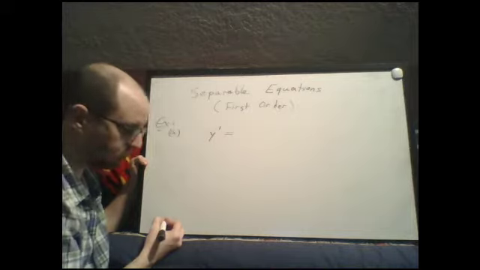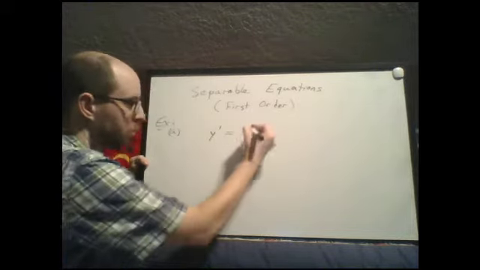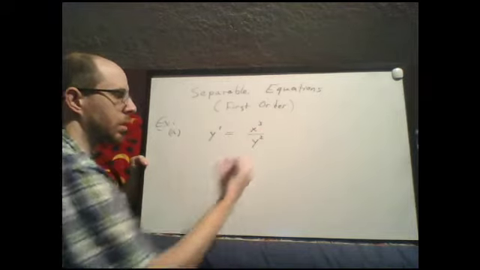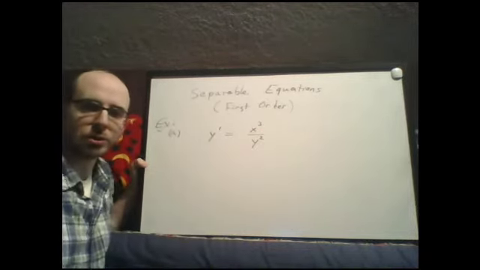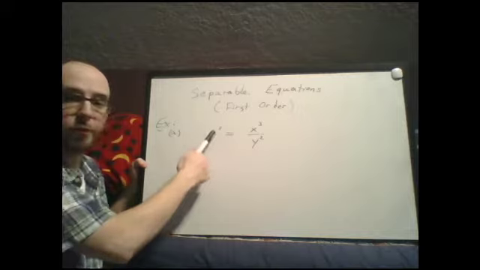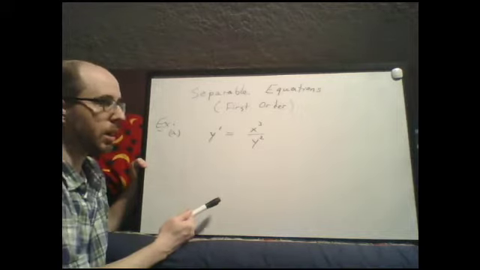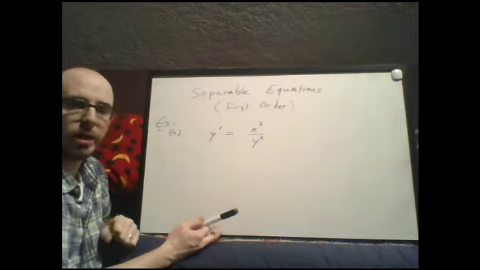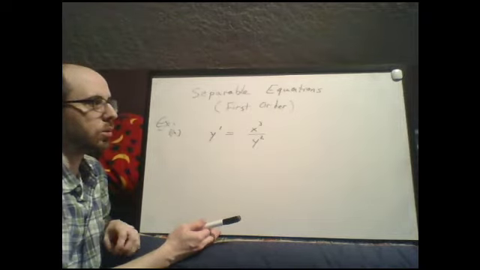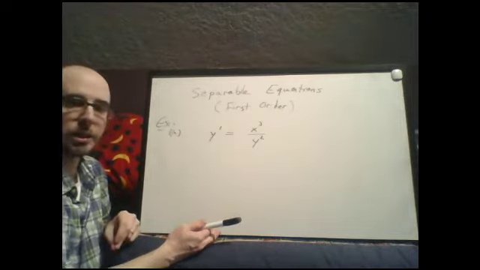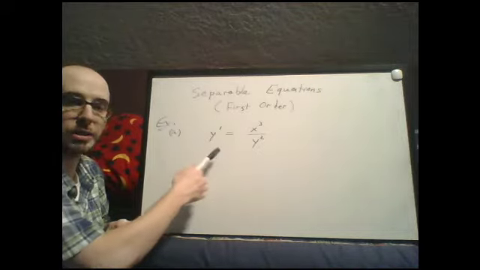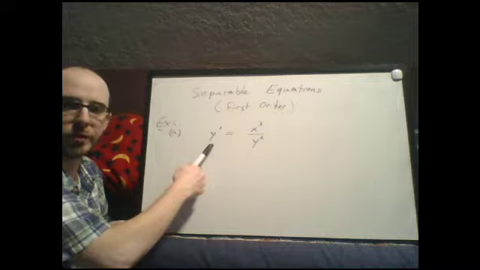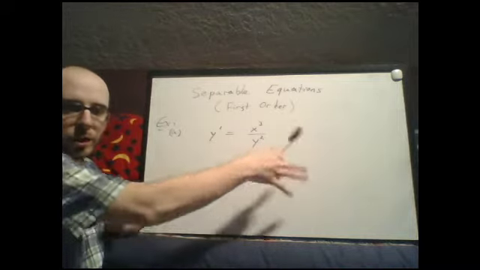So let's say y prime equals x cubed over y squared. So this is a first order differential equation because the first derivative appears. That's the only derivative that appears. Basically, this equation is written so that I've already isolated the first derivative. The first derivative is by itself on one side. The other side is whatever else there is in the equation.